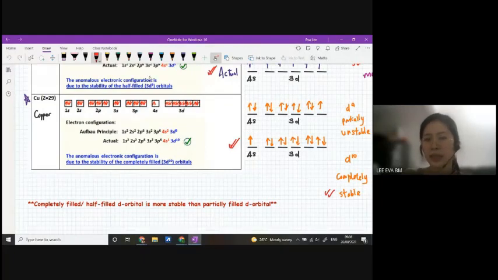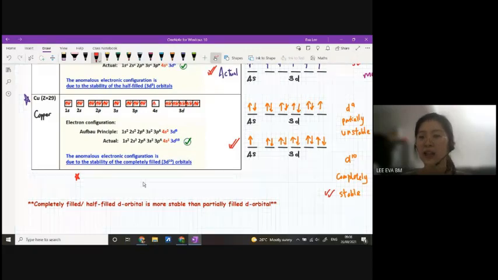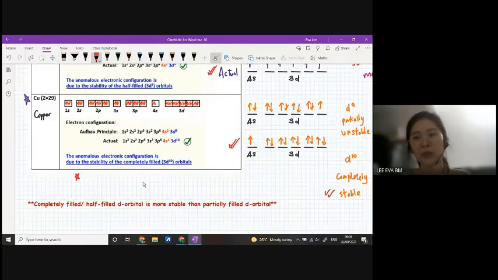The reason, also similar to chromium, is due to the stability of the completely filled 3d10 orbital. Another simple sentence you can also jot down over here: this is because the completely filled 3d10 orbital is more stable. When we say more stable, you are actually doing a comparison, buat perbandingan antara awak punya completely filled orbital dengan partially filled orbital. But in this case, you don't have to mention the partially filled, because more stable has already indicated the 3d10 is more stable. Therefore, I choose 3d10.